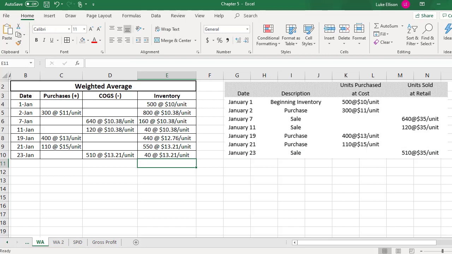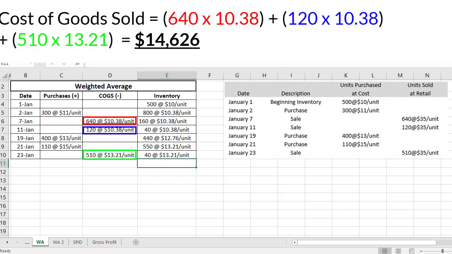Alright, we have done the hard part. All that's left is to calculate the cost of goods sold and the ending inventory. To calculate the cost of goods sold, we simply multiply the units and the cost for each row of the cost of goods sold column and add them together. So that's 640 times 10.38 plus 120 times 10.38 plus 510 times 13.21 equals $14,626 if we round to the nearest dollar.